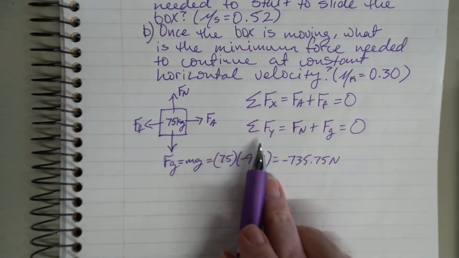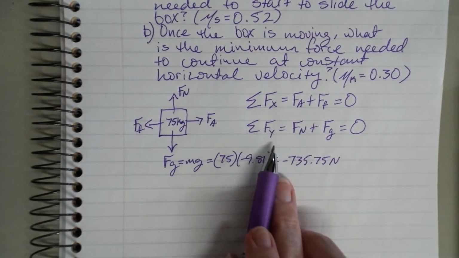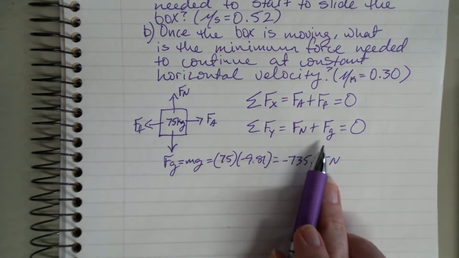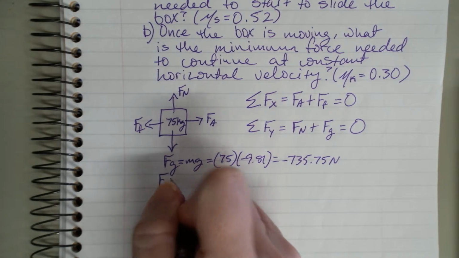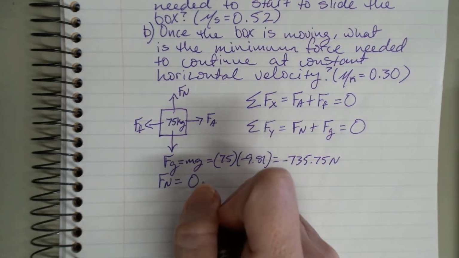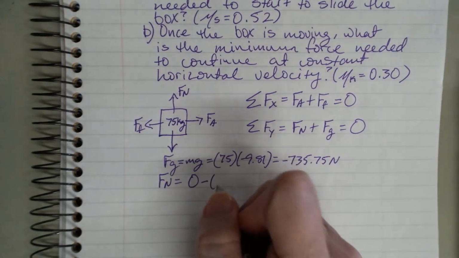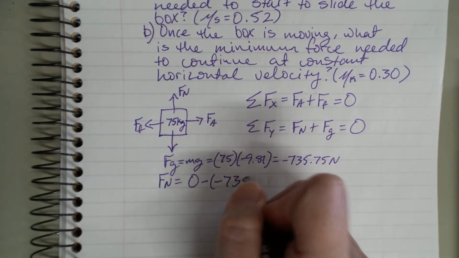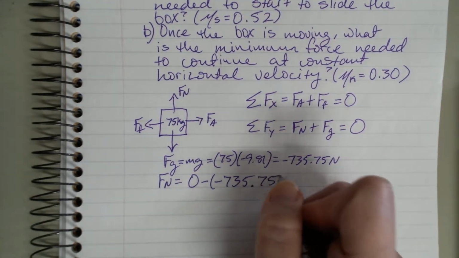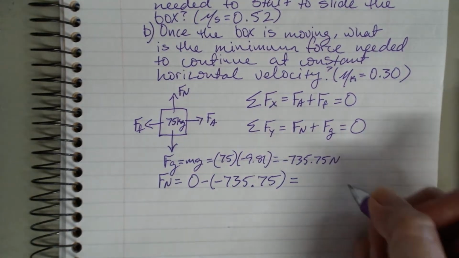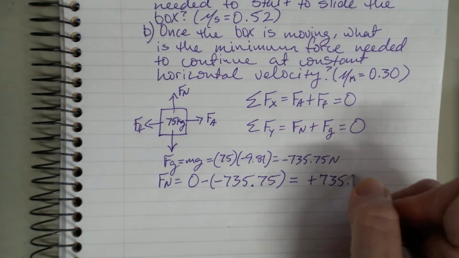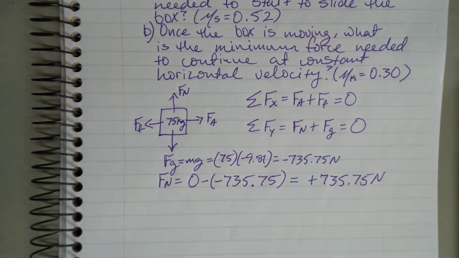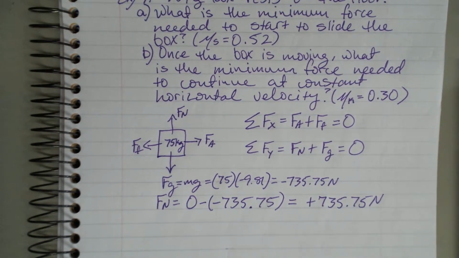I can figure out my F normal because I know my weight. So according to my Fnet in the y, my Fn plus Fg equals 0. So then my Fn is equal to 0 minus my Fg, which is negative 735.75. So my Fn is positive 735.75 newtons.